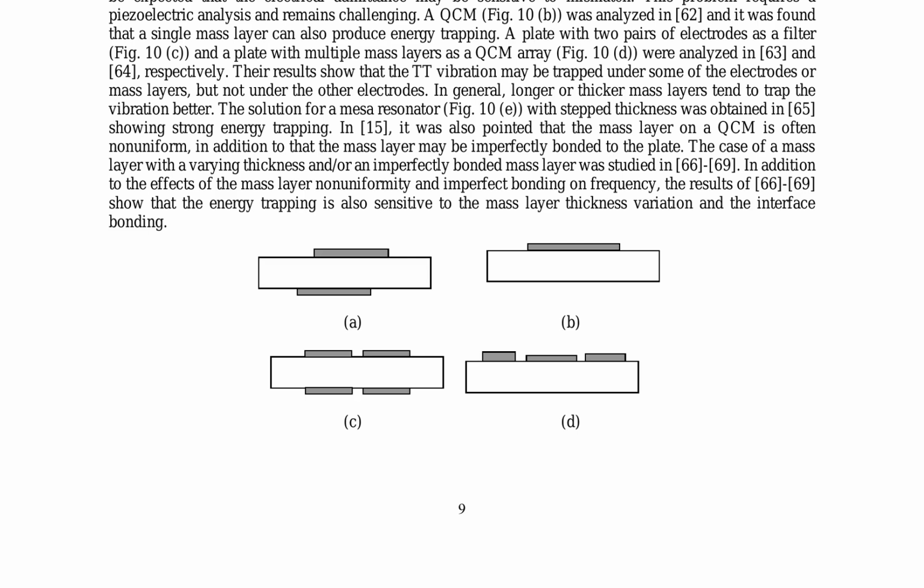These studies demonstrate that TT vibration can be trapped under certain electrodes or mass layers, with longer or thicker mass layers exhibiting better energy trapping. Moreover, research has addressed non-uniform mass layers and imperfect bonding on QCMs, 15, 66, 69. These studies reveal that not only frequency but also energy trapping is sensitive to mass layer thickness variation and interface bonding.